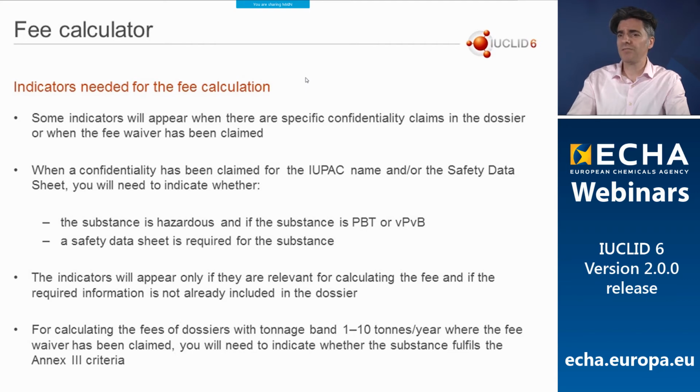Also, for calculating the fees of dossiers with the tonnage band 1 to 10 tons per year, if you claim a fee waiver, then you will need to indicate whether the substance fulfills the Annex 3 criteria or not.